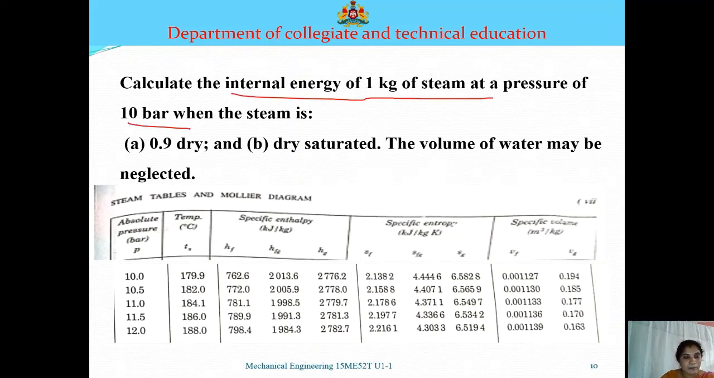For 10 bar pressure, I'll make a note. So for this, the saturation temperature is not required. So I'll be taking only the enthalpy values. So make a note of the enthalpy values. And what they have told, the volume of water may be neglected. That Vf will be neglected. Vf will be 0. That is the meaning of this. So we'll take the value of Vg also. It's 0.194.